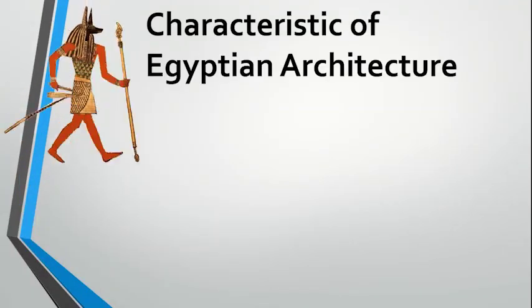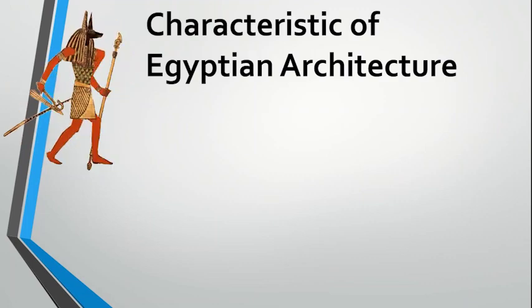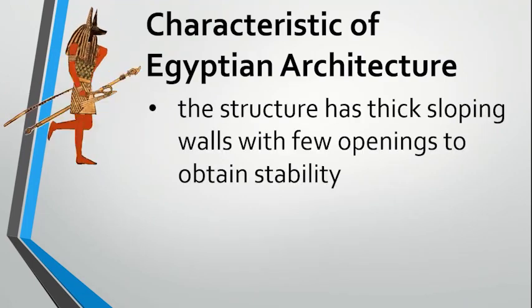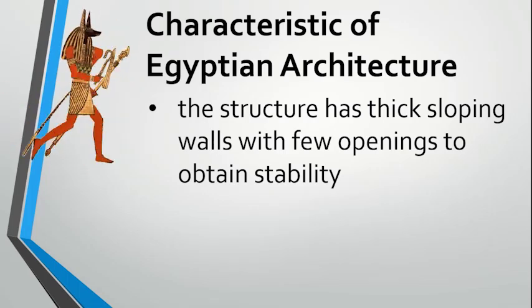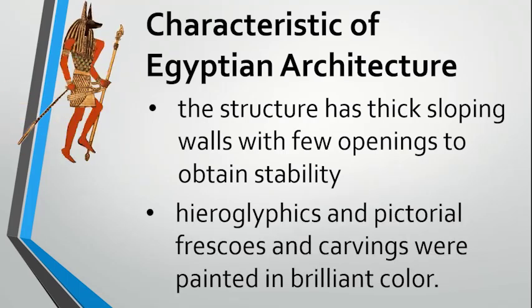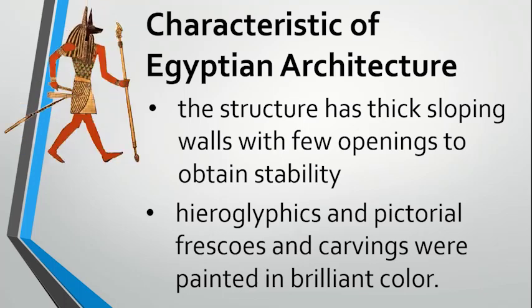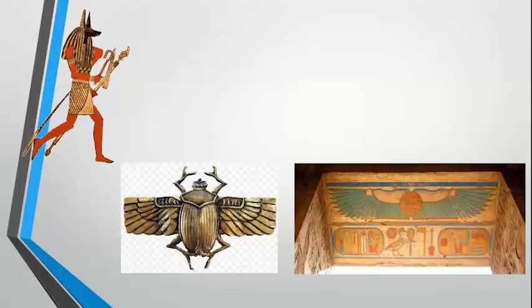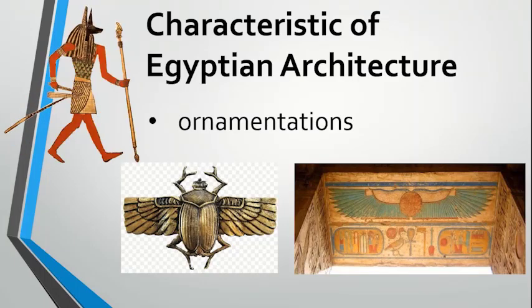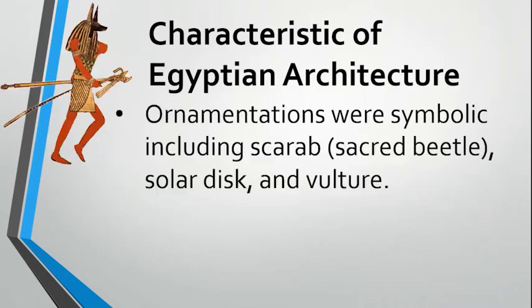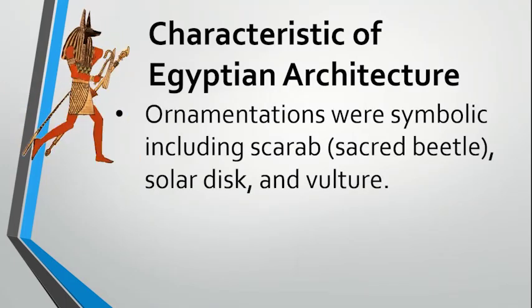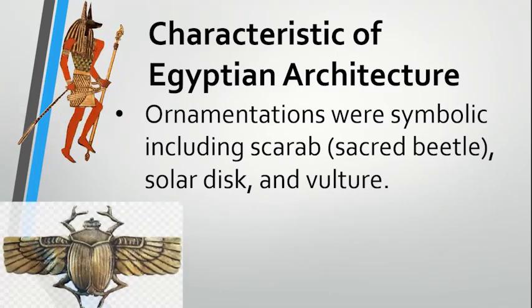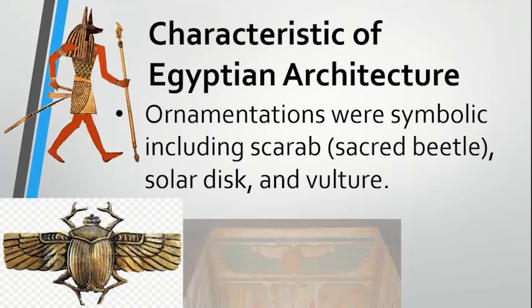Now, let us know the characteristics of Egyptian architecture. The structure has thick sloping walls with few openings to obtain stability. Hieroglyphics and pictorial frescoes and carvings were painted in brilliant colors. Another characteristic is the presence of ornamentations in Egyptian architecture. The ornamentations were symbolic, including the scarab or sacred beetle, solar disk, and vulture.